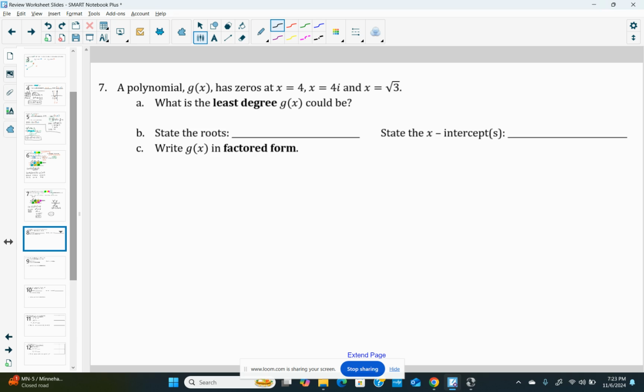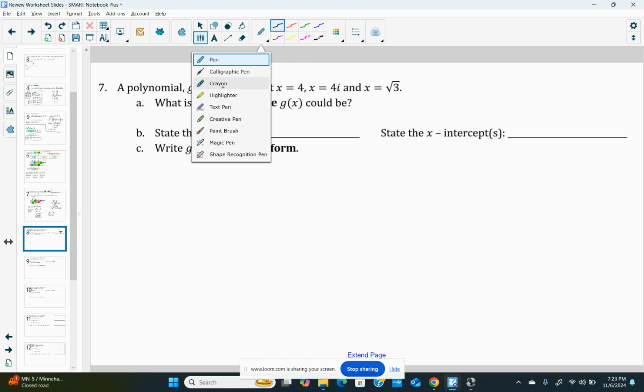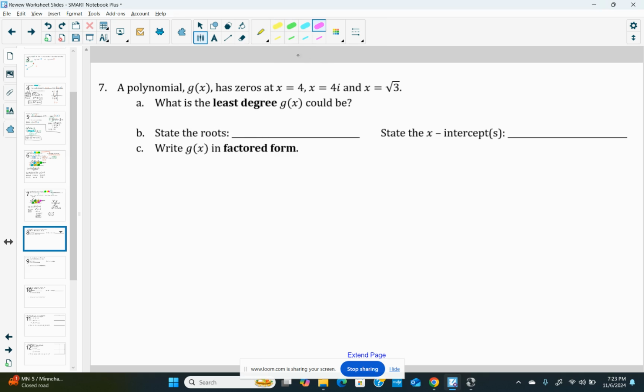Number 7, a polynomial g of x has these given zeros. What's the least degree it could be? So this is where you need to look for the partner or the conjugate solutions. So 4, just 4. But 4i has a radical in it because i is the square root of -1. So this one has a partner. So remember, if 4i is a 0, so is -4i.